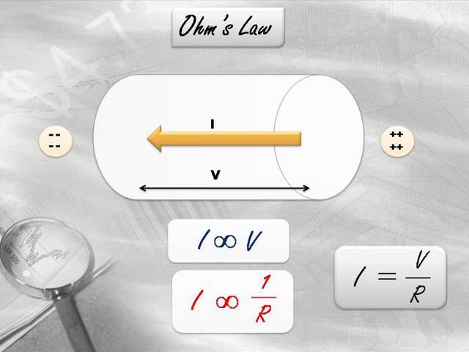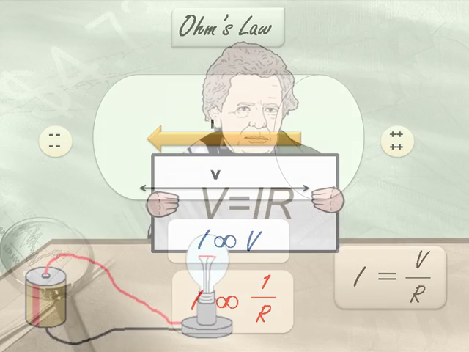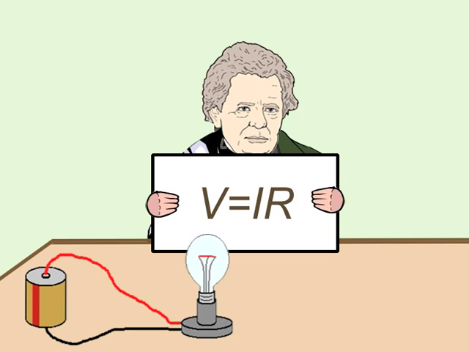Combining these two terms, we get I is equal to V/R, or V is equal to IR. The reason why we represent Ohm's law as V is equal to IR is because it's a lot easier to print in textbooks and reading material. Let's dwell on this resistance a bit more.